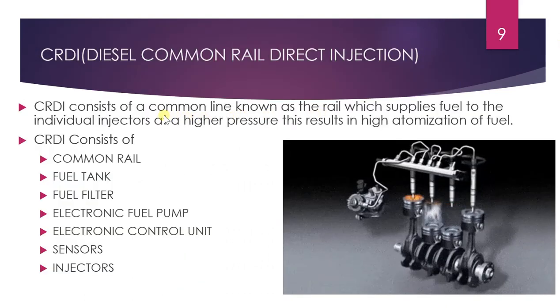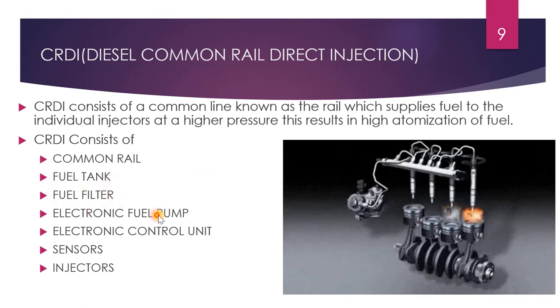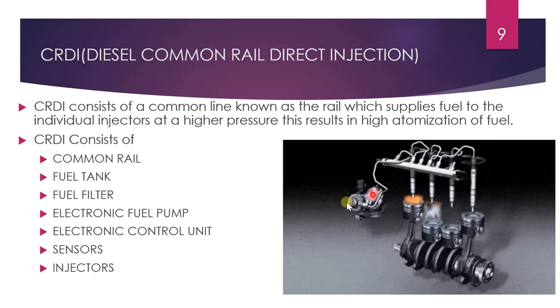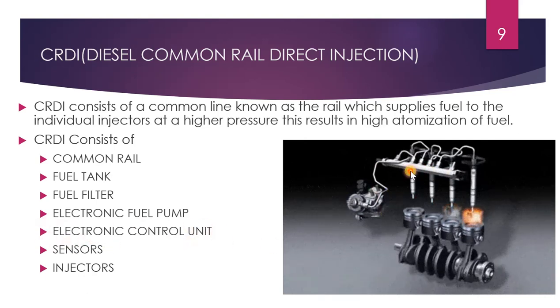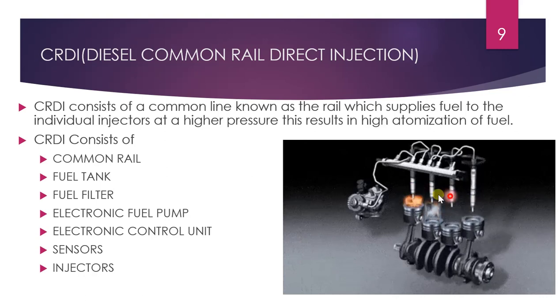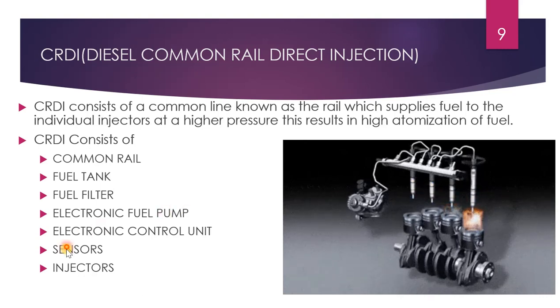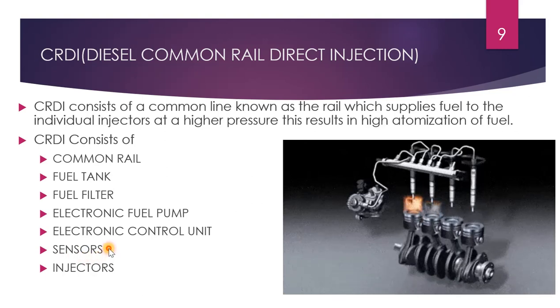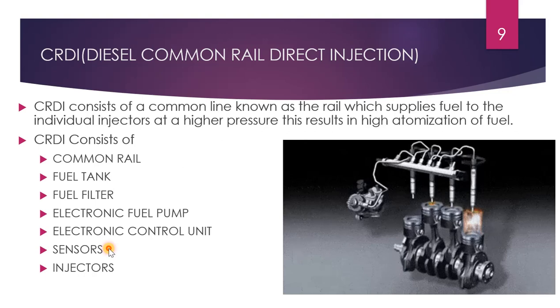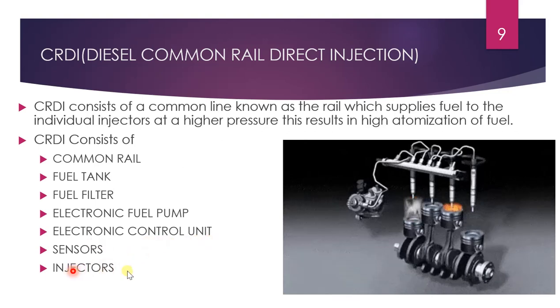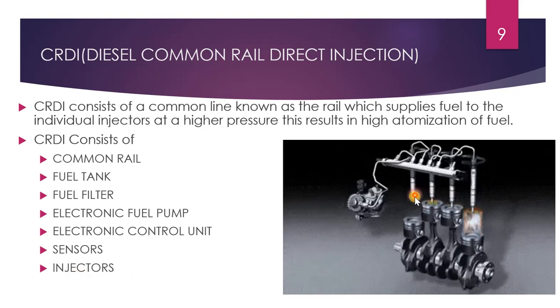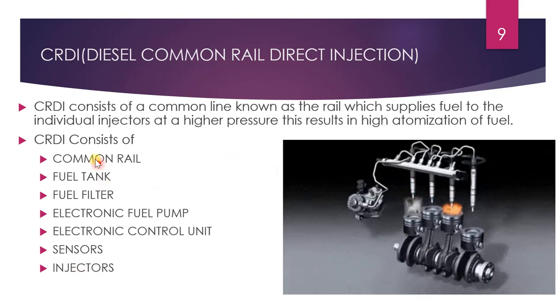There are many components in a common rail direct injection system, and these are the main ones. First is the common rail. This common rail is connected to a fuel tank through a fuel filter, and there is an electronic fuel pump to supply fuel to the common rail. There is an electronic control unit to control the opening and closing of the fuel injectors. There are sensors all across the vehicle, and these sensors send signals to the electronic control unit. And there are injectors which inject the fuel into the cylinder.